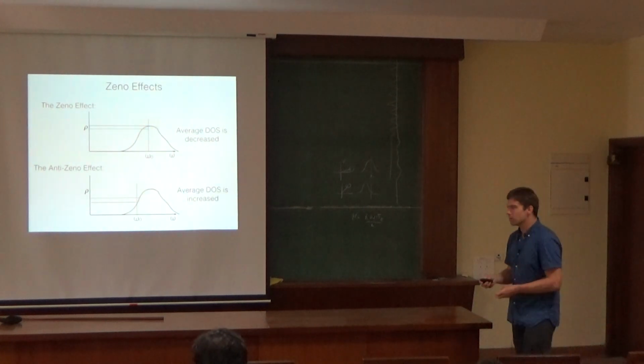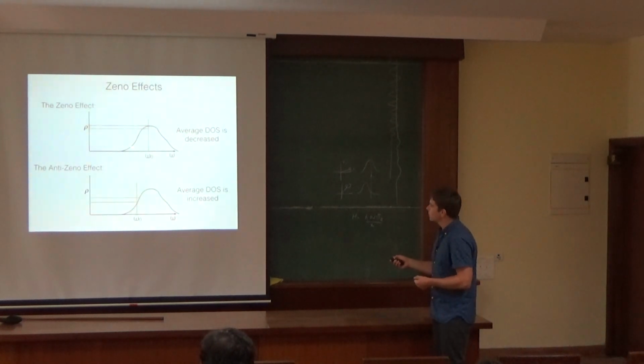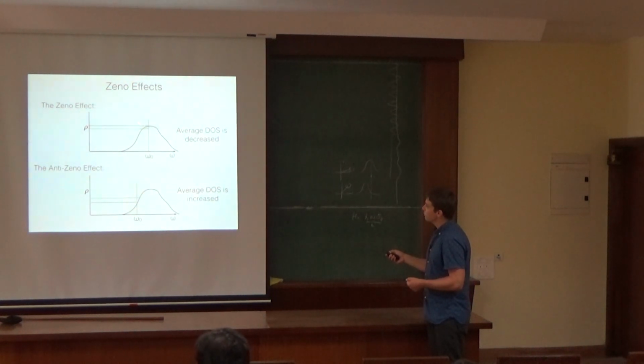But this picture, if I make it more aggressive like this, say the density of states had this shape here, then you could see that you get the Zeno effect. If you measure here, on average you detect less density of states in the environment, then the decay rate will be decreased, and this is the Zeno effect.